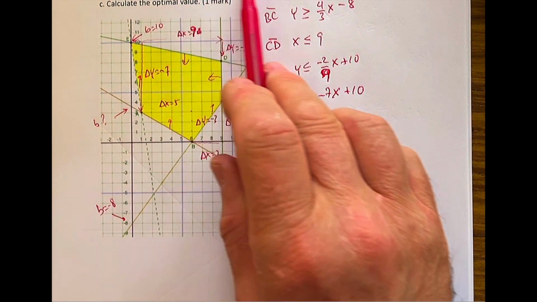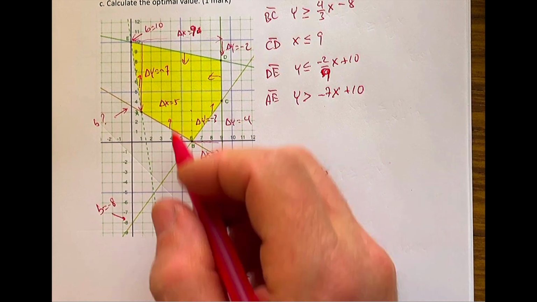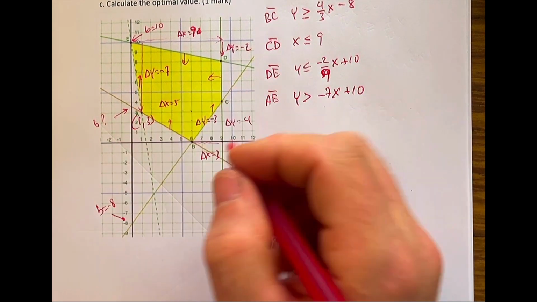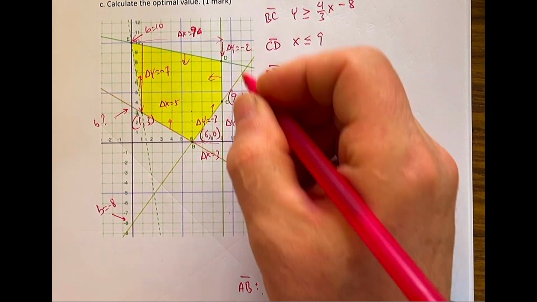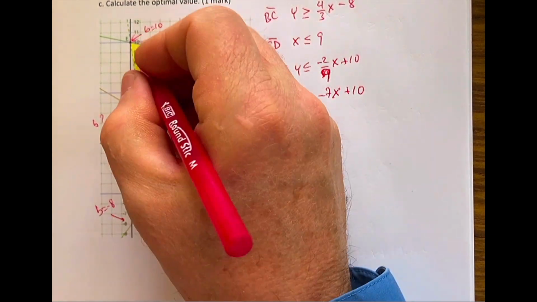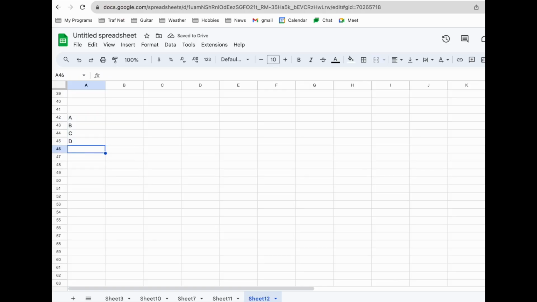Find the point or points whose coordinates generate the function's optimal value. I need to know all of these vertices. So starting with A, I have (1, 3). B is (6, 0). C is (9, 4). D is (9, 8). E is (0, 10). I'm going to plug all of those into a spreadsheet and do my calculations like that. I have points A, B, C, D, and E, x values, y values. The maximizing function C is equal to 2 times the x values plus 3 times the y values.